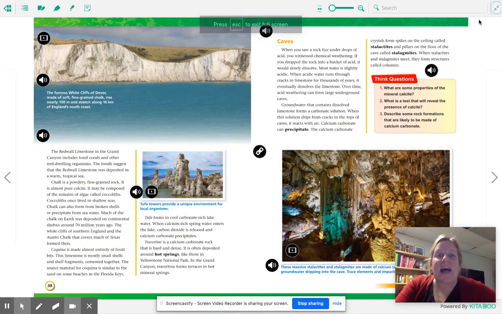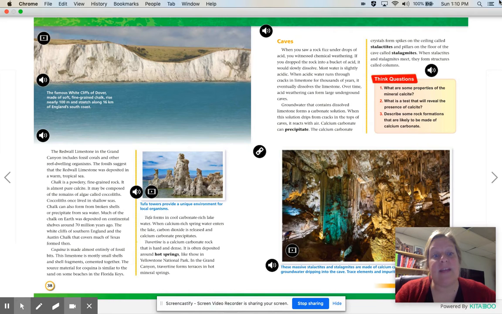Hey guys, this is our last installment of the reading Where in the World is Calcium Carbonate? We were in the middle of talking about the types of limestone.